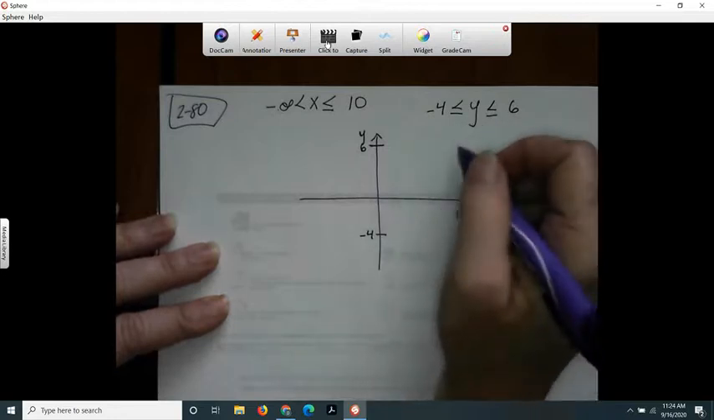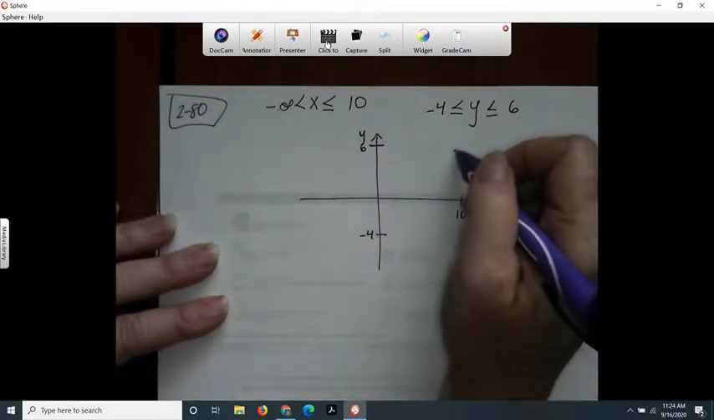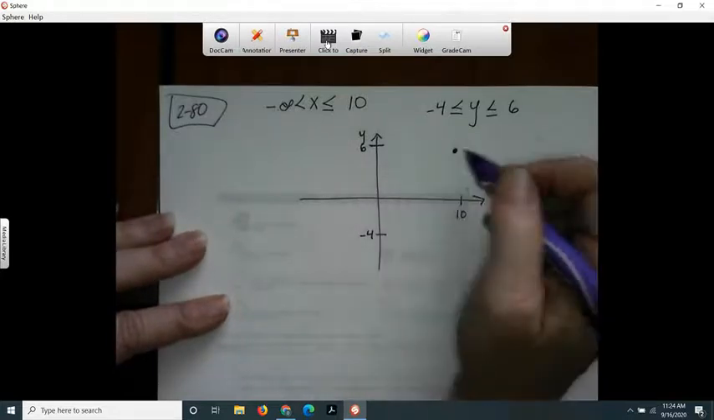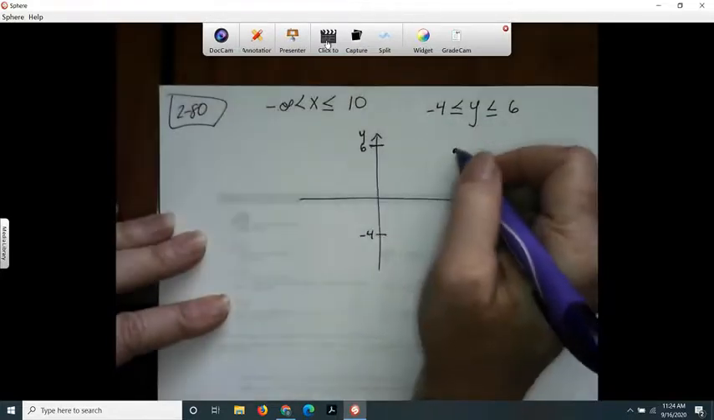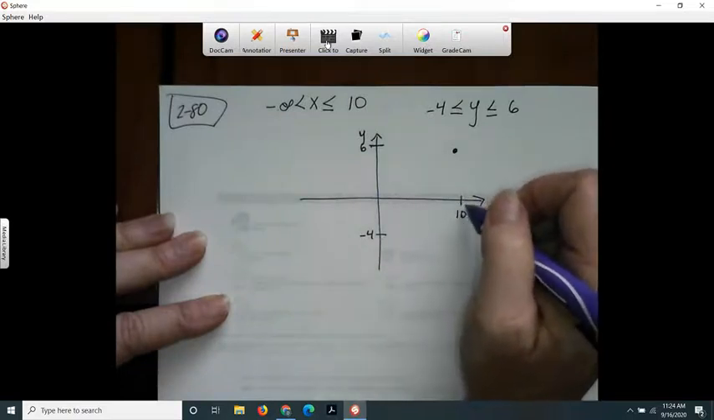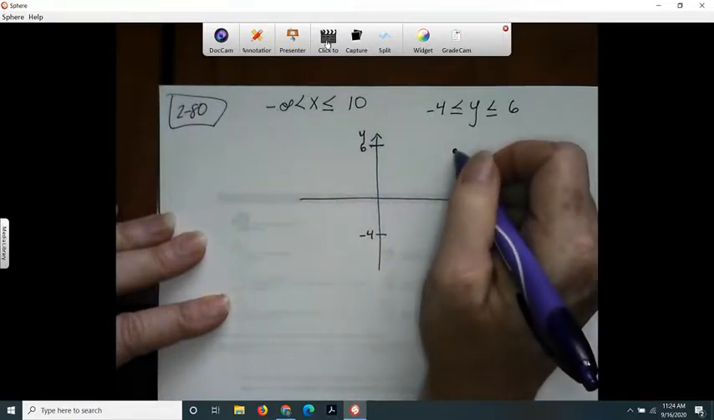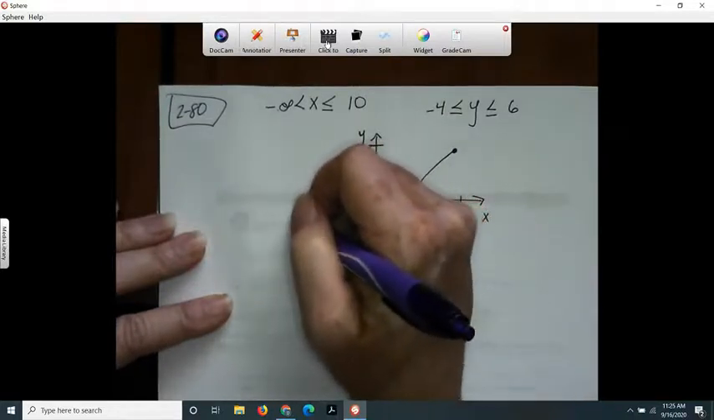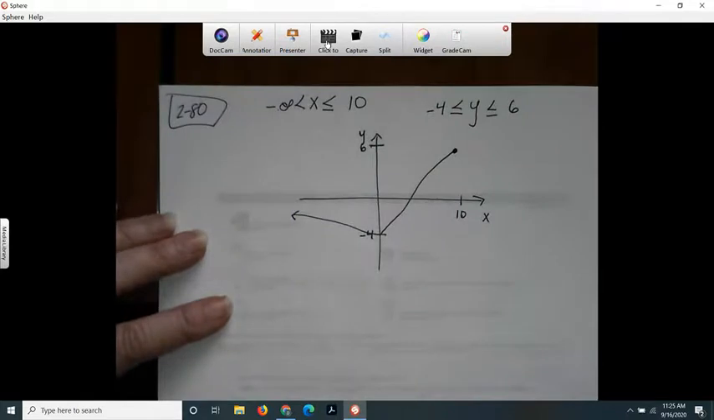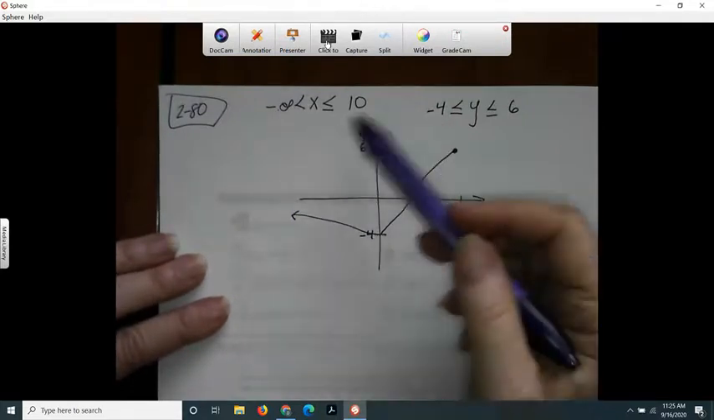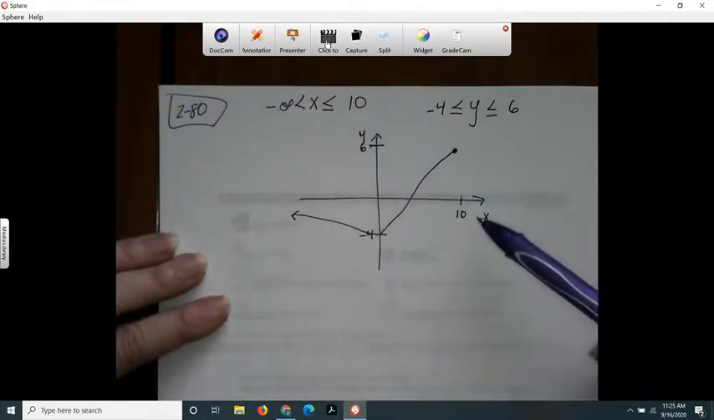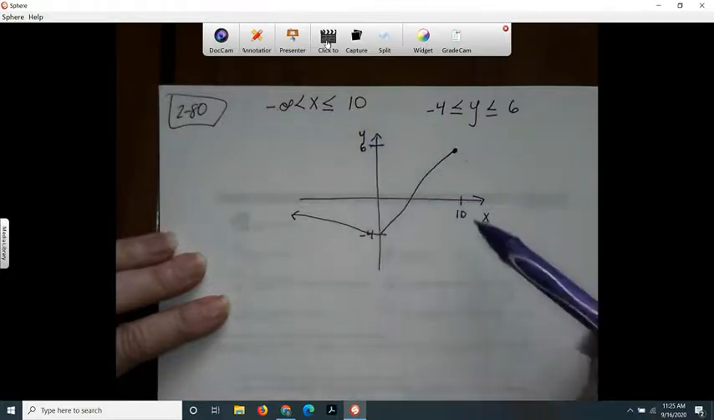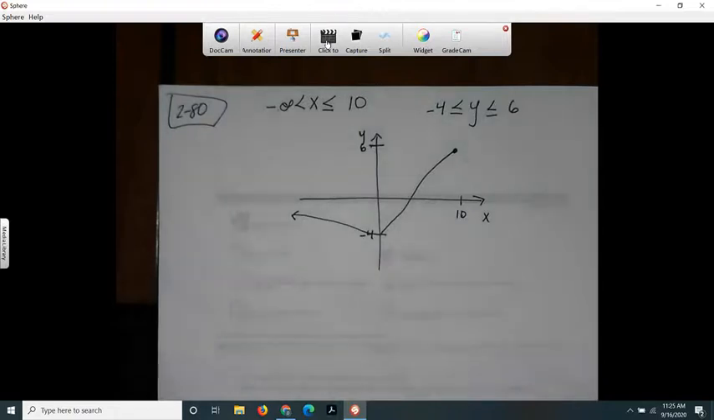And maybe I'll make this graph a little different. Maybe I'll put it right here. So now I've got my high point at 6 and my farthest right point at 10. And maybe I can just have it go something like that if I want to. Okay, so this is okay if you're sketching a graph, but it's just important that you put some markings on it. So I don't care which way you do it.